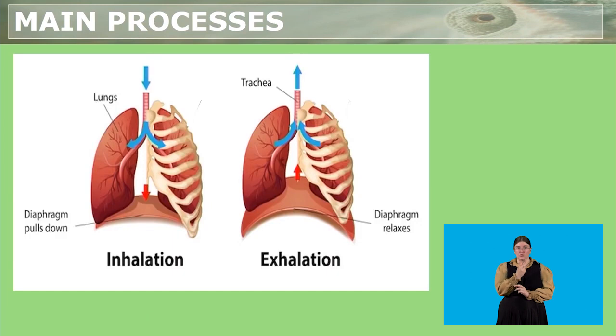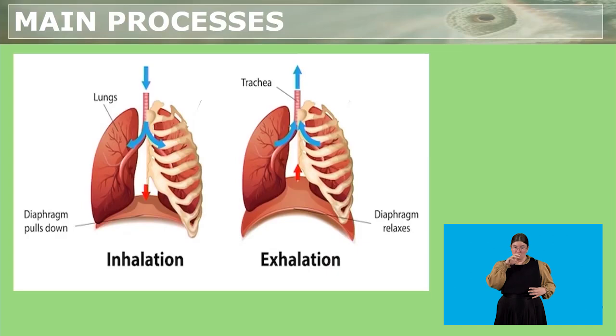Here you have two diagrams showing you what happens during the process of inhalation and exhalation. Main things that happen, as a practice, I asked you to take a deep breath in and observe that your rib cage will expand, causing the diaphragm to flatten or pull down. And then what happens when you breathe out? The diaphragm will relax, becoming more dome-shaped, and your rib cage will contract, meaning it will move in.